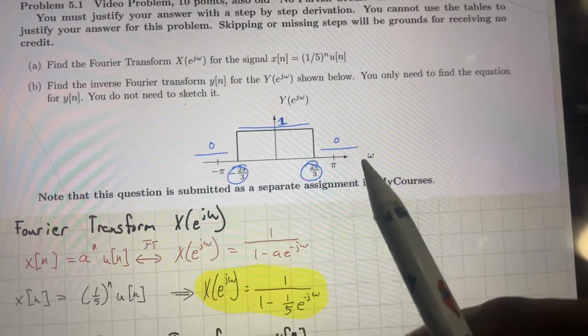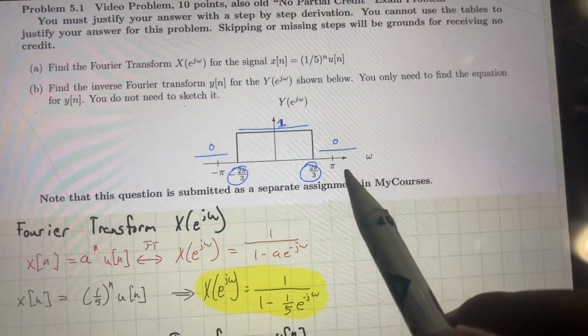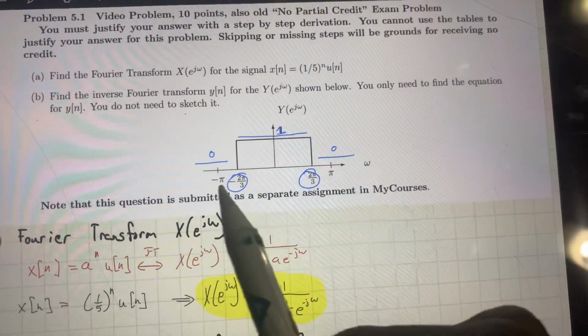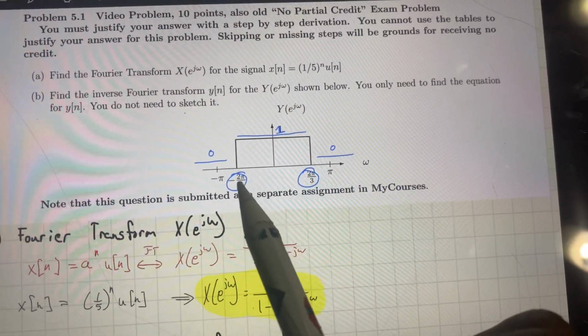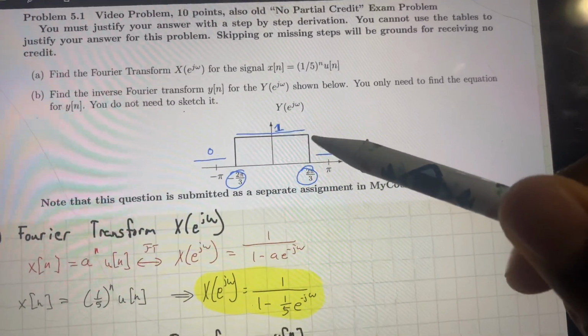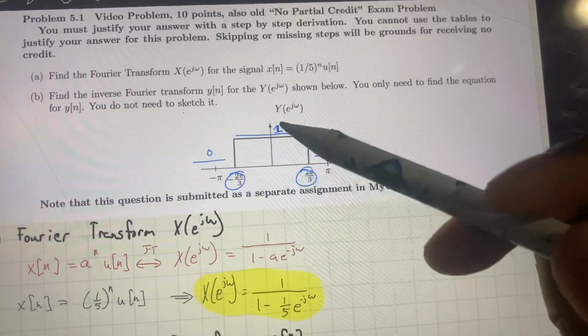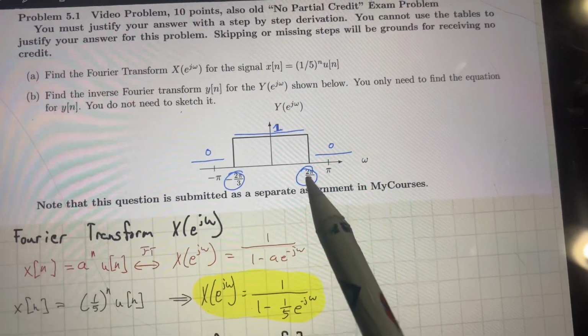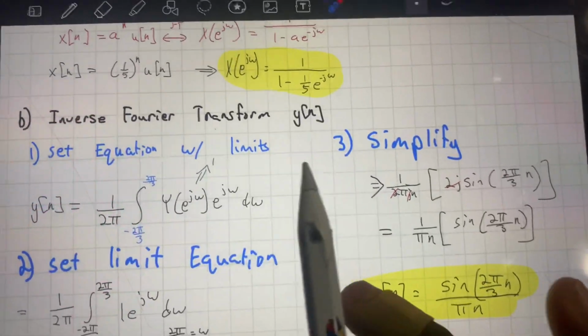When we look back at the graph, we can see that the Y of e to the j omega is 0 when omega is greater than 2 pi over 3, and 0 when omega is less than negative 2 pi over 3. So we can set our limits to only focus on this region when the region is 1, between minus 2 pi over 3 to 2 pi over 3.